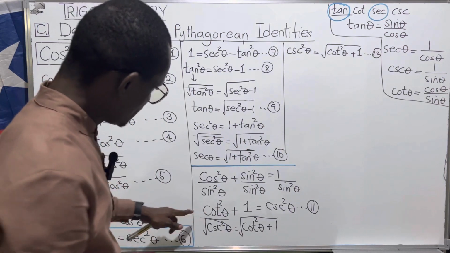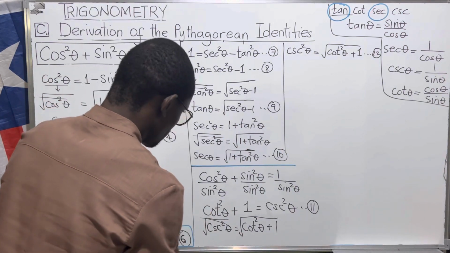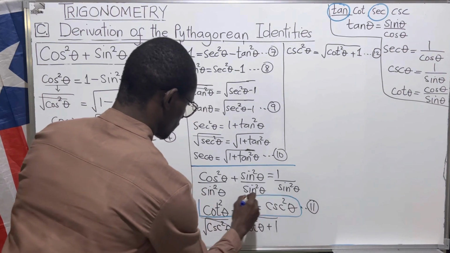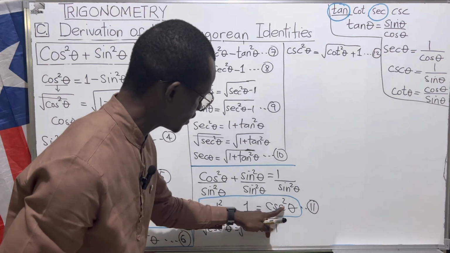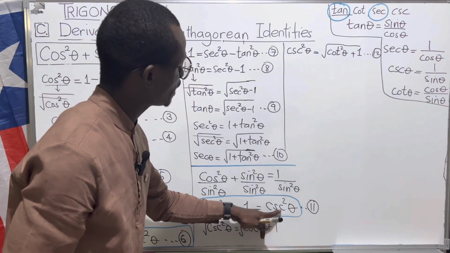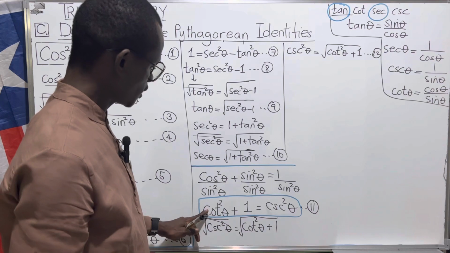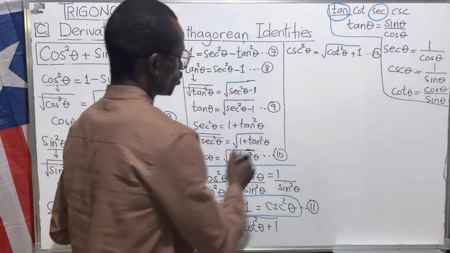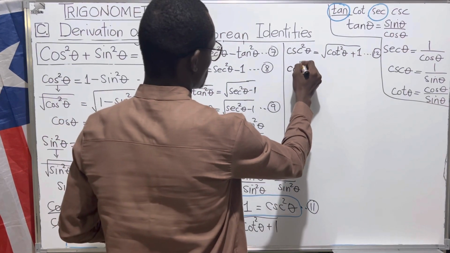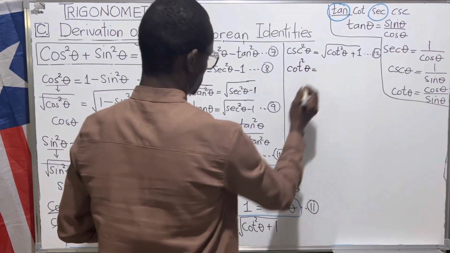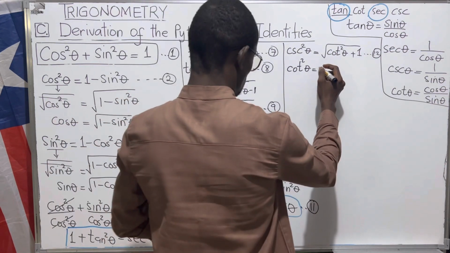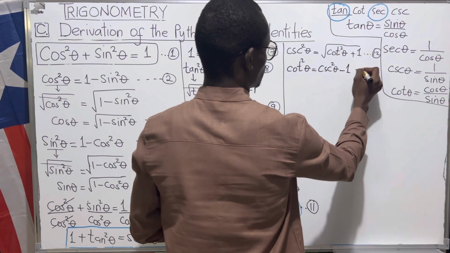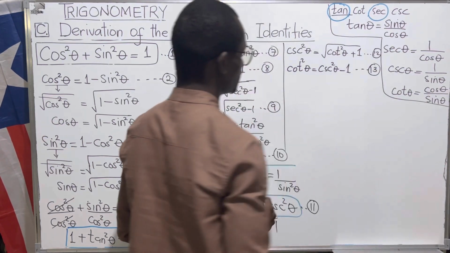Then in this new identity that we derived, since we now solved for cosecant square theta and also cosecant theta, we can now solve for cot square theta and cot of theta. Then we solve for 1. So for cot, we can make cot square theta the subject by sending this 1 across. So we will have cosecant square theta minus 1. So we call this identity number 13.